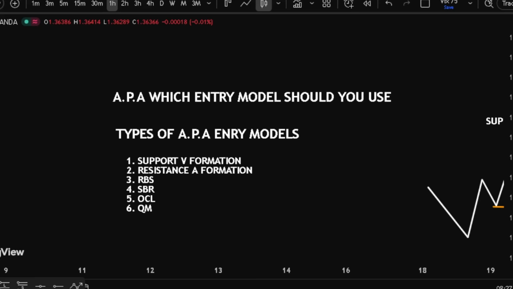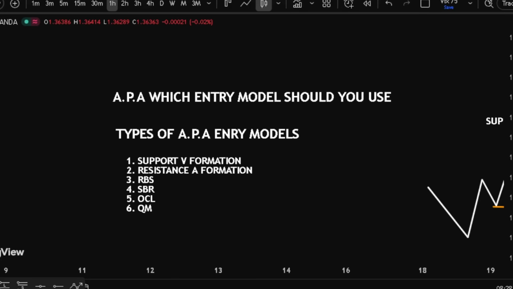In this video, I'm going to break down different A.P.A entry models, showing you exactly when to use each one, when to stay out, and how to avoid taking the wrong entry at the wrong time. By the end of this video, you'll know exactly which A.P.A entry model to look for when the setup appears. So let's get straight into it.